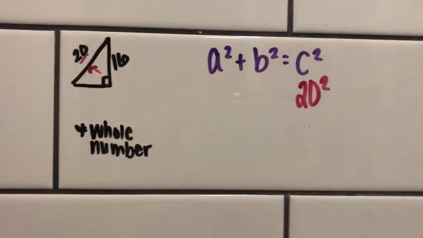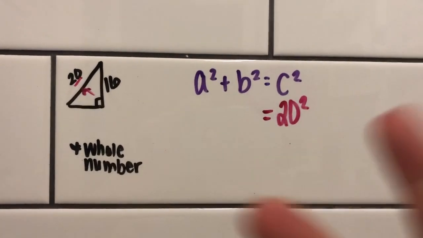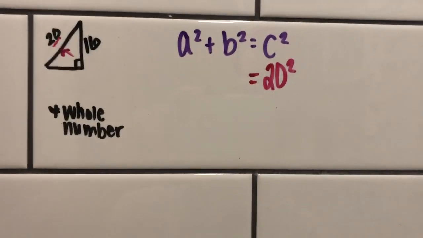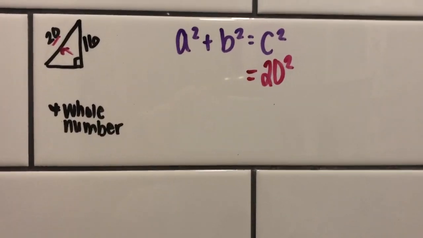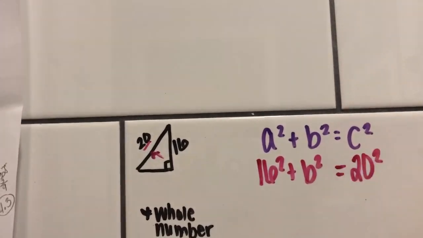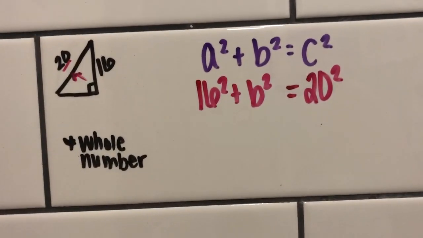C has to be the hypotenuse. That's really important. And then A and B, they don't matter. Remember, we were able to switch them back and forth above. Same thing here. You could plug 16 in for A, or you could plug it in for B. It does not matter. So let's say 16 squared plus B squared. If you wanted to, try it at home flip-flopped, and you'll see that you get the same thing.